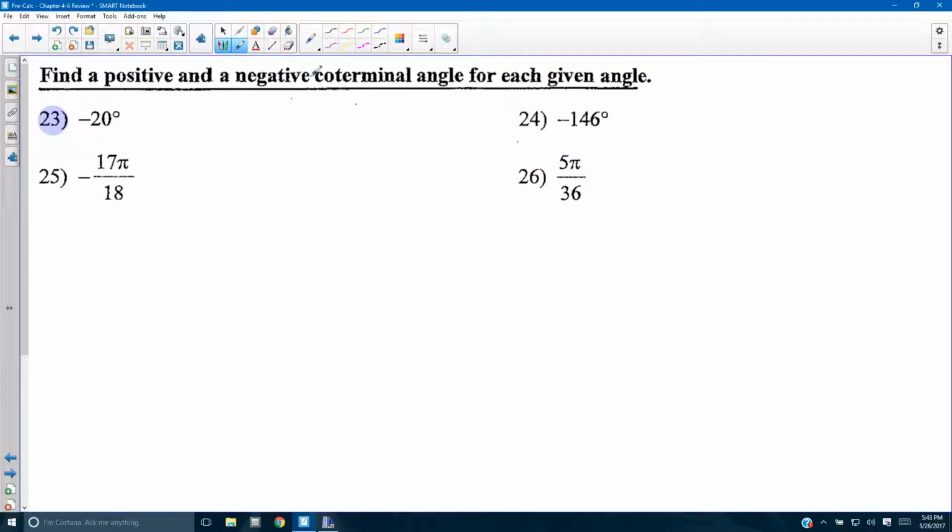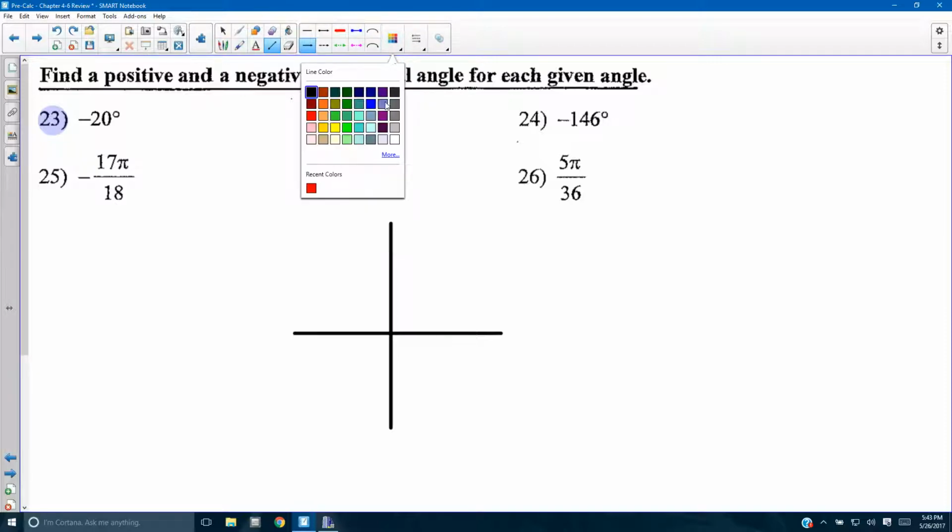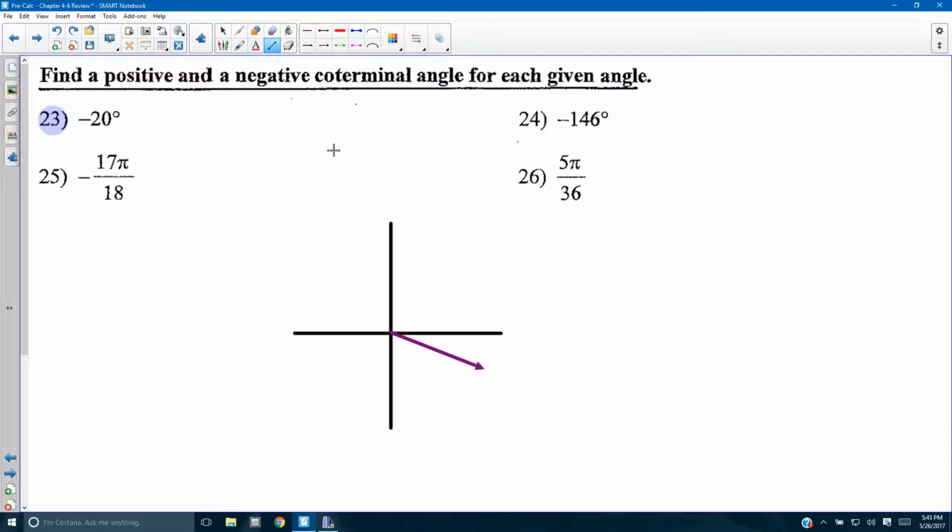Number 23, find a positive and negative coterminal angle for each given angle. Starting with 23. First of all, positive and negative coterminal. Coterminal means landing in the same place as this angle does. For example, negative 20 is whereabouts, like right here, okay? 20 down.